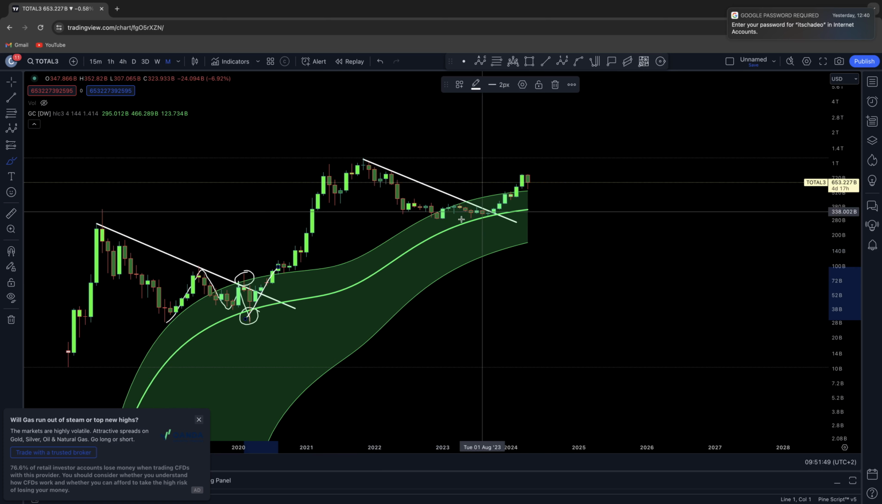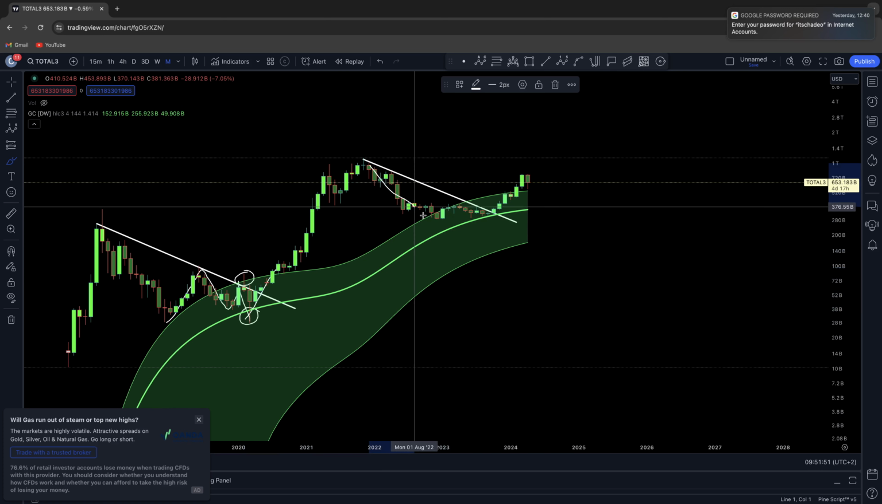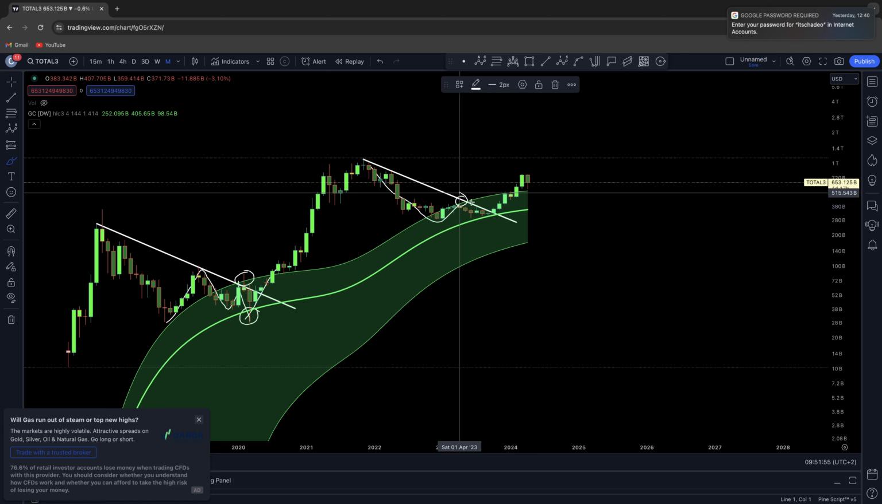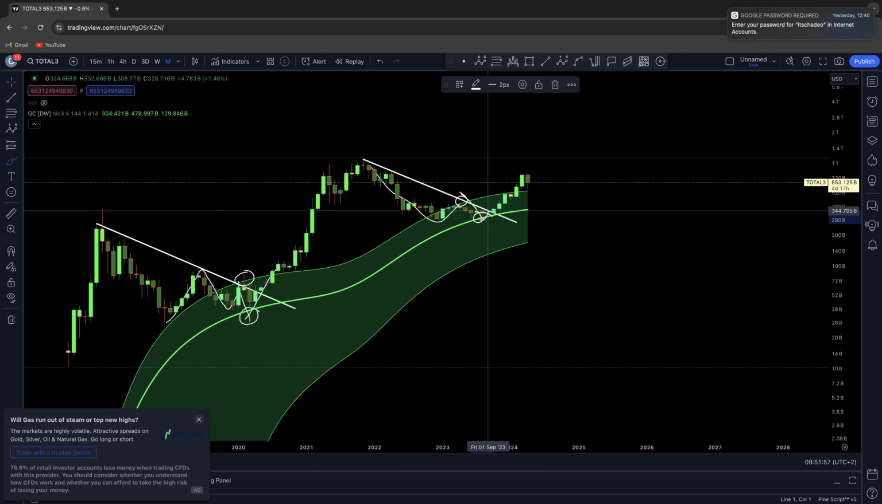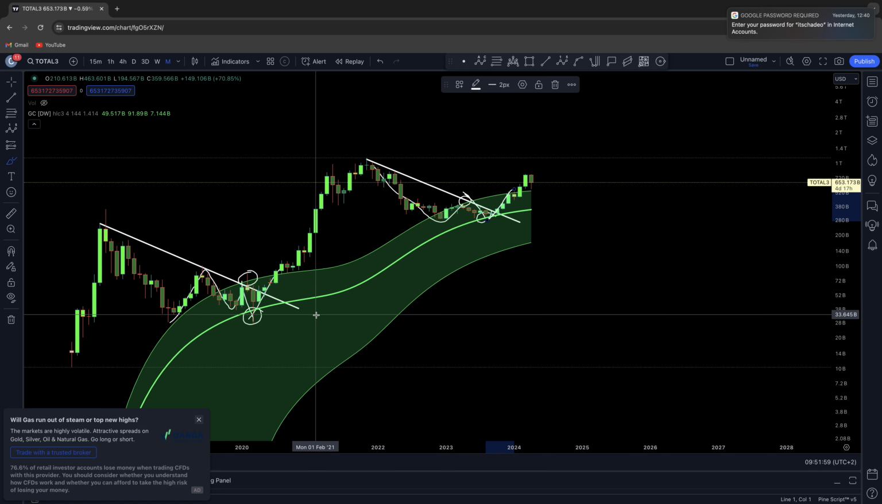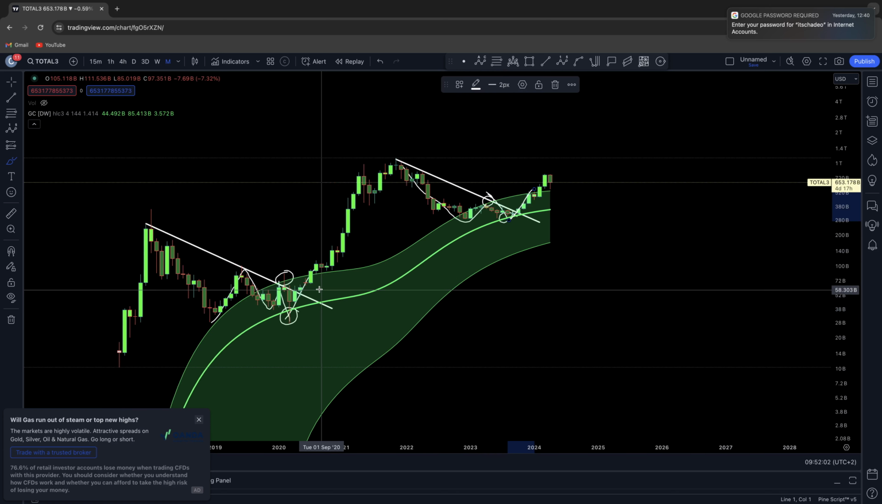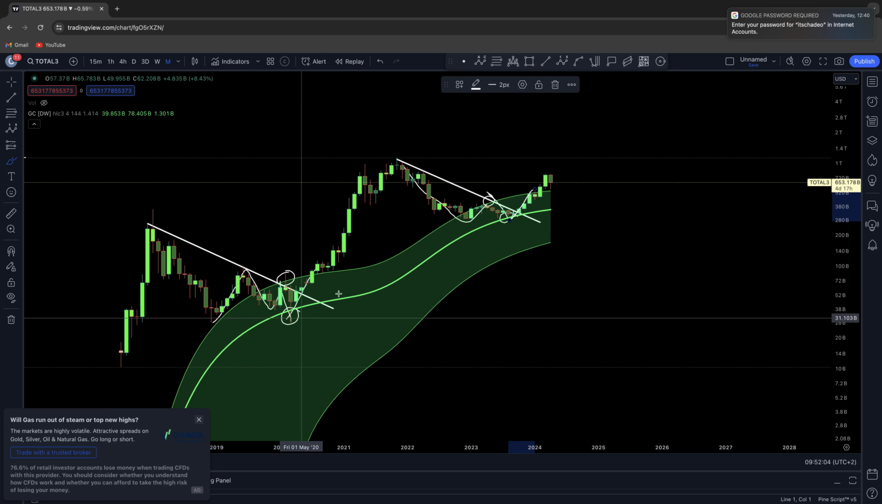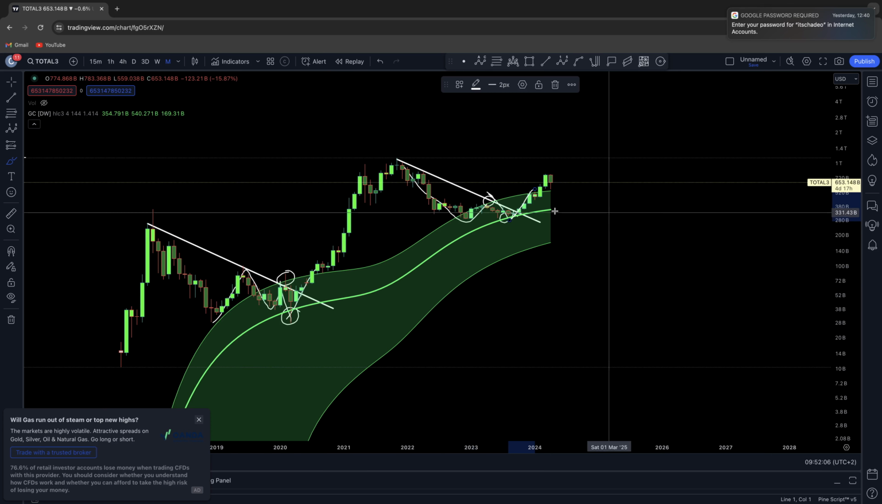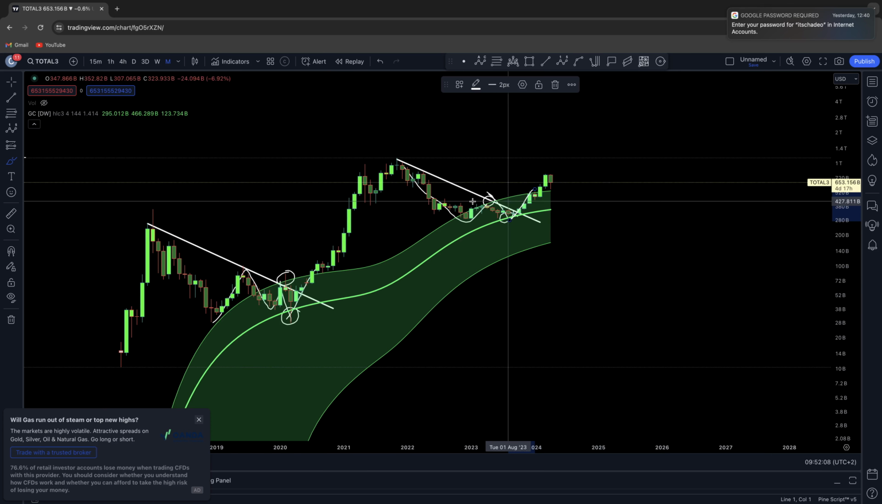If we fast forward over to where we are now, you can see that we fell into the Gaussian, we retraced up to the upper end of the Gaussian channel, then retraced back to the median before taking out resistance. So we have seen the same play out from this sector of the market back in 2020, literally in 2023.